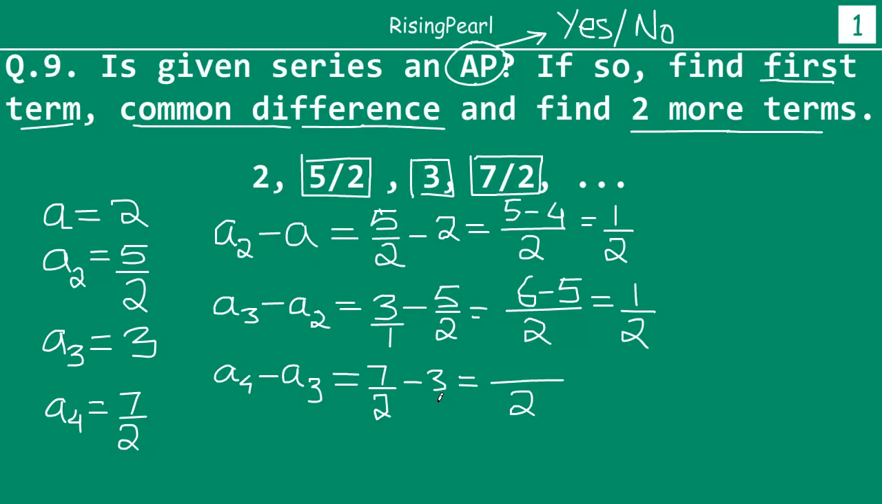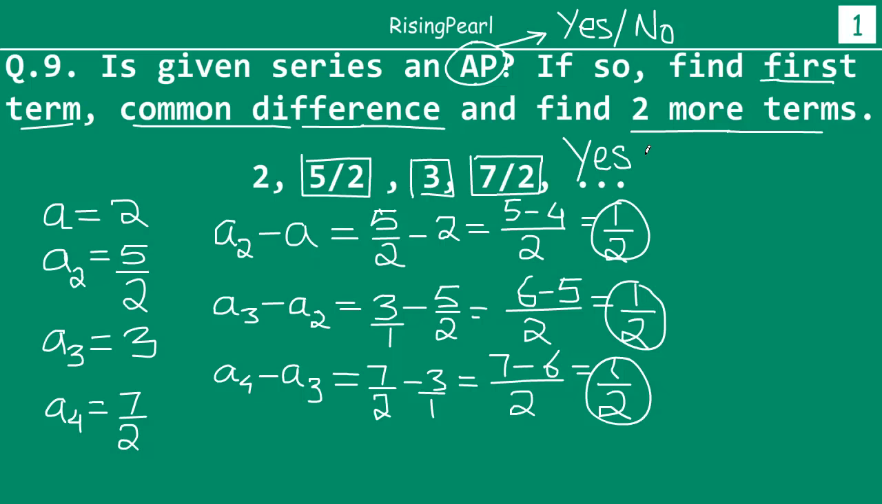So 2 is the denominator and here we have 1. So 7 minus 1 is 2, 3 2s are 6. And voila, yes, we actually see the common difference is really the same for all the 4 terms which is given in the series. So we say yes, this is an arithmetic progression.